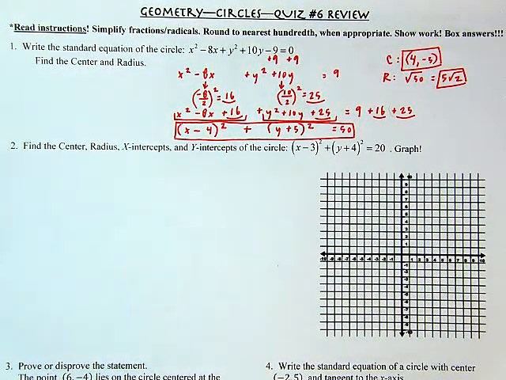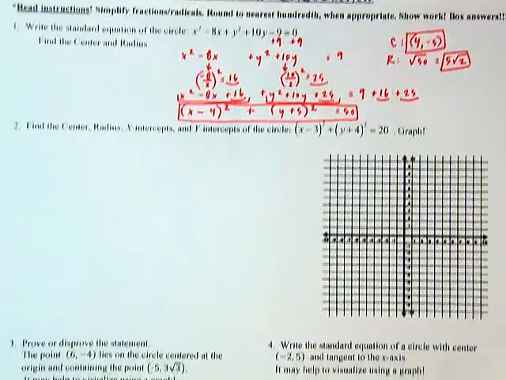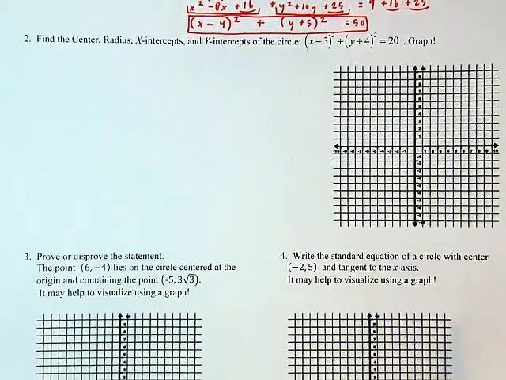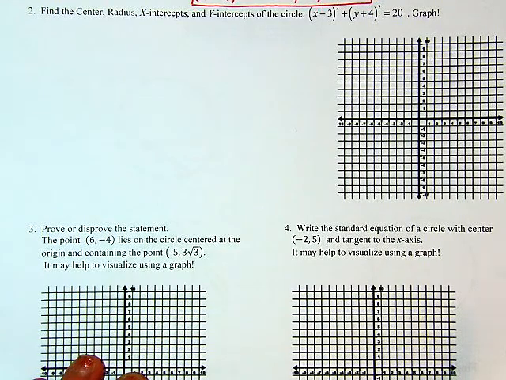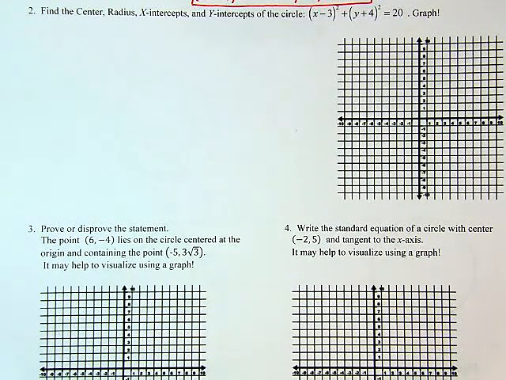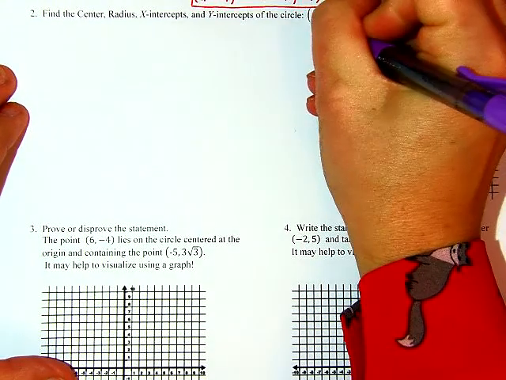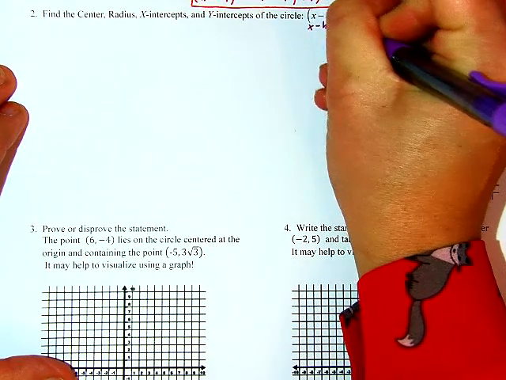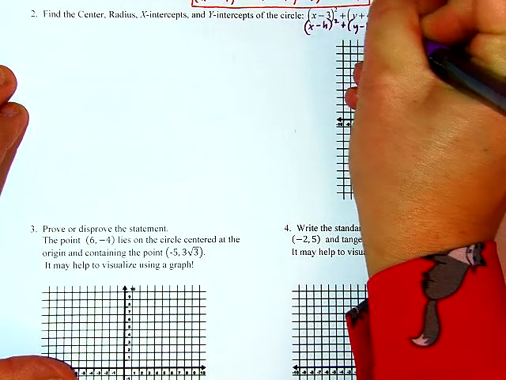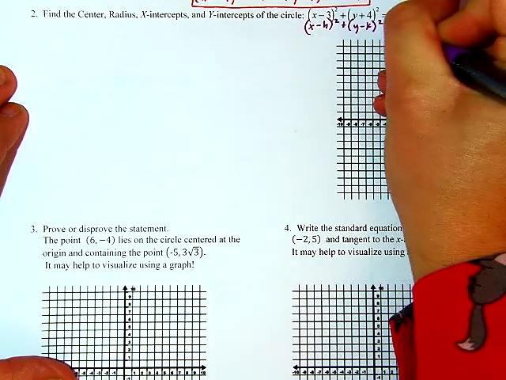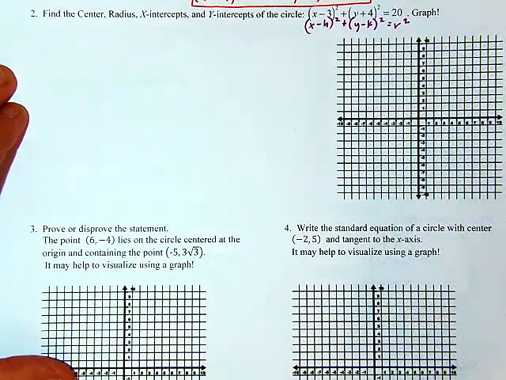Okay, so next up, here I'm giving you an equation of a circle. It is in standard form, and I want to find the center, the radius, the x and y intercepts, and then I want to graph it. All right, so first let me just write that standard form beneath it, right? This is x minus h squared plus y minus k squared equals the radius squared.